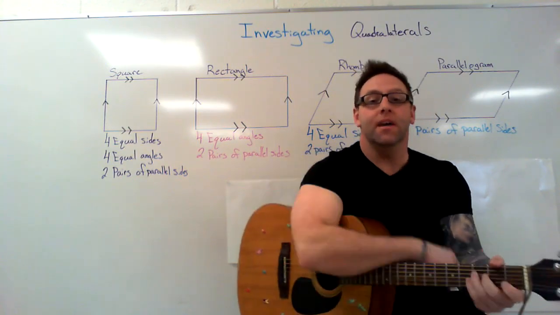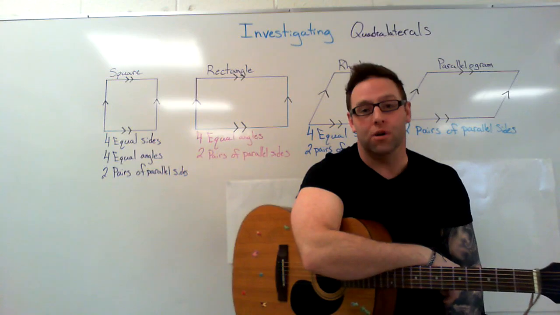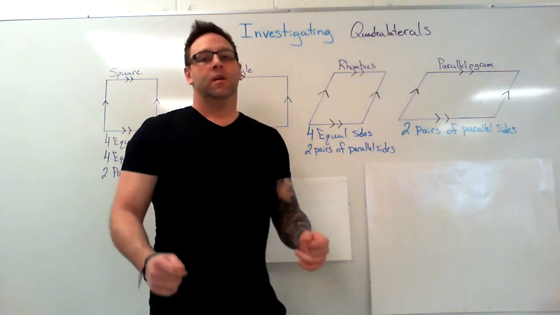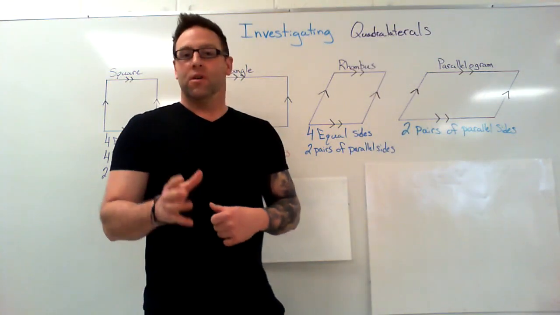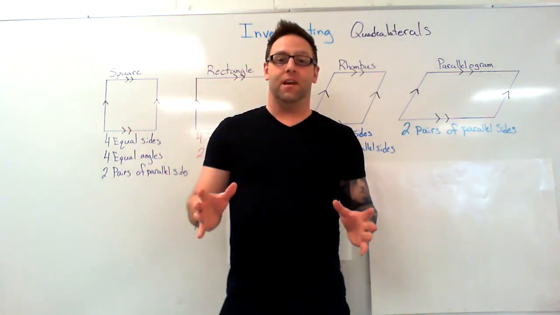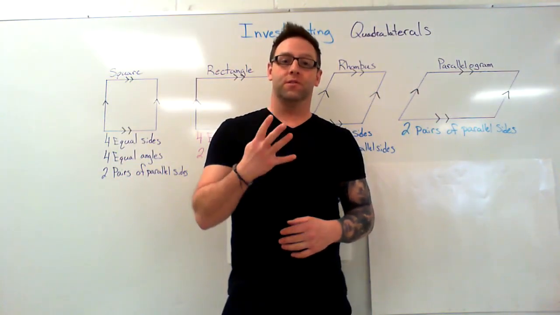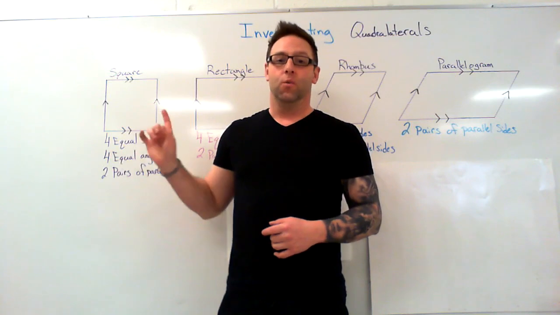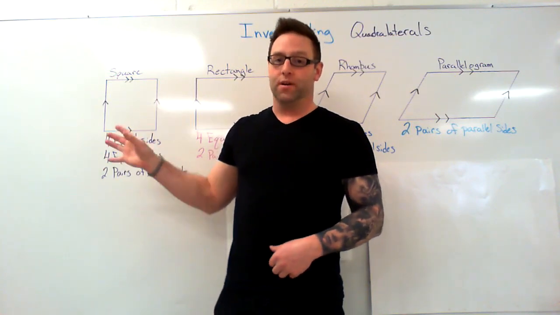Mr. Lidkea here. Today, we're going to be talking about quadrilaterals. Okay, quadrilaterals. Quadrilateral is just a fancy name for a shape that has four sides, just like this one over here. We all know this shape is a square.